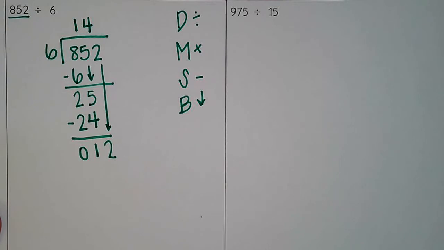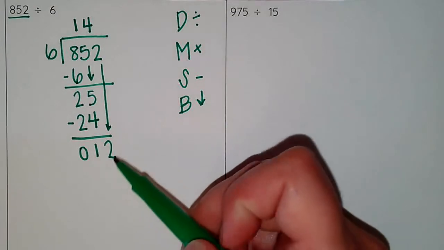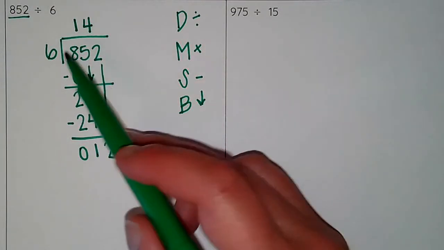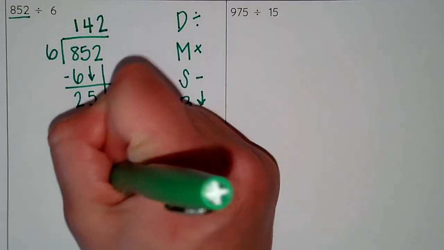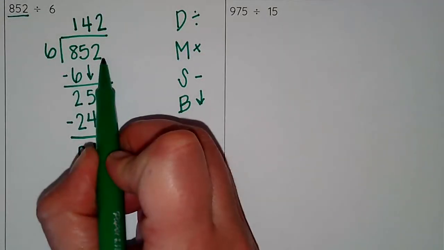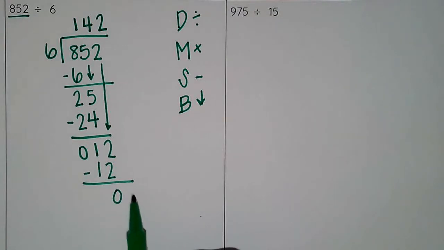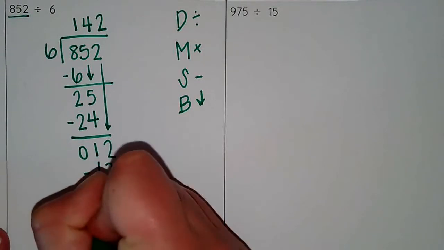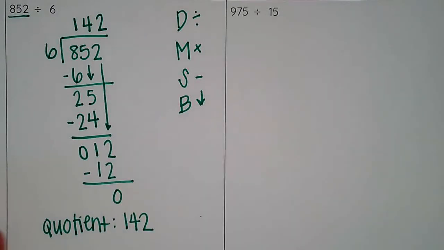Now I've got 12, so I go back up to my division. I still have that 2 to bring down, and I'm not yet to a remainder of 0, so I need to keep moving. 6 goes into 12 2 times. 6 times 2 is 12. 12 minus 12 is 0. I can now be done. There are no more numbers here to divide, and I have a 0 down here. So my quotient, the answer to my division problem, is 142.